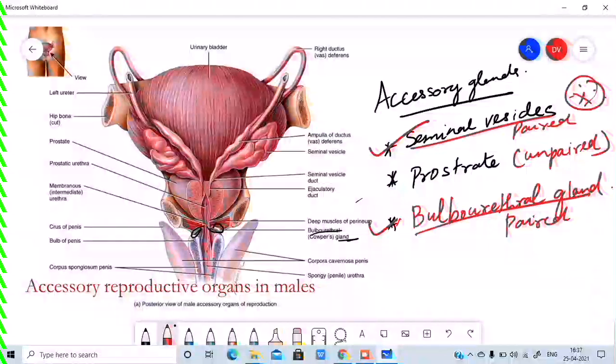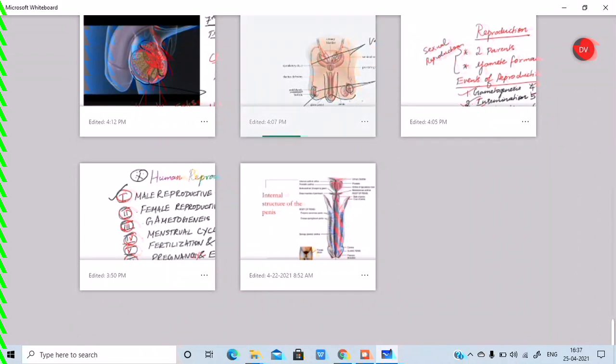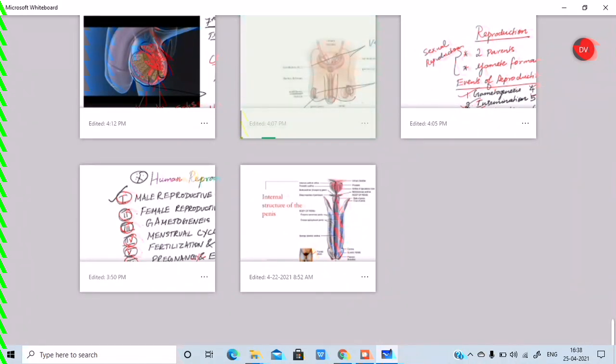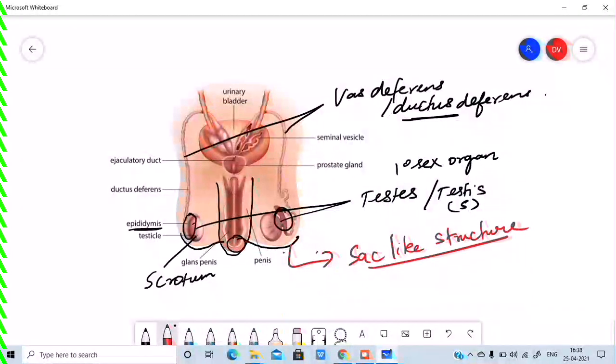Alright. Before talking about the contribution of the accessory glands and their fluids, I would like to tell one important thing about the scrotum. In all of the pictures which I showed you, there is a sac-like structure called scrotum. That bag is external to the pelvis, and why is it external to the body surface? Because the sperm production cannot happen at body temperature.